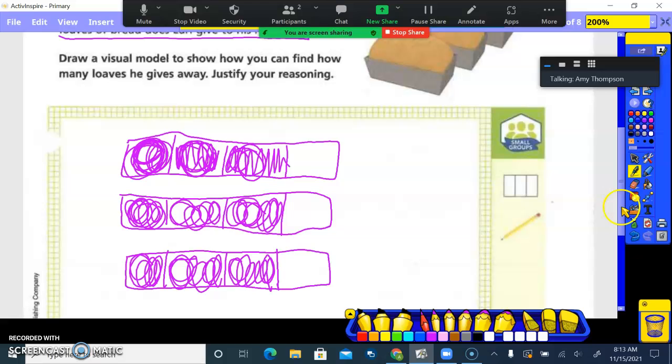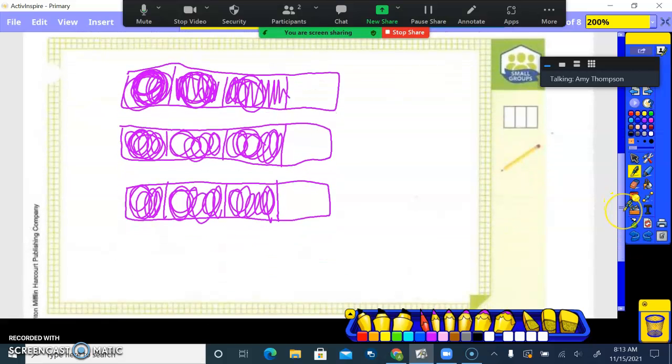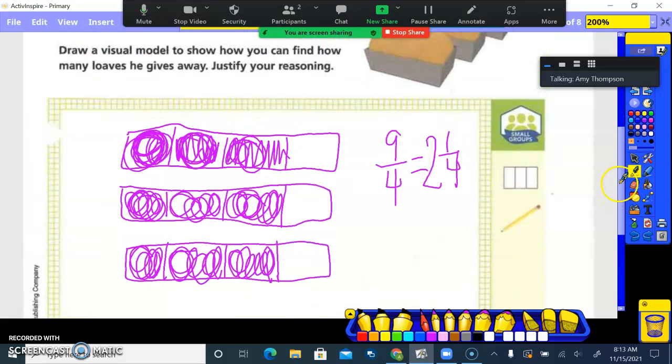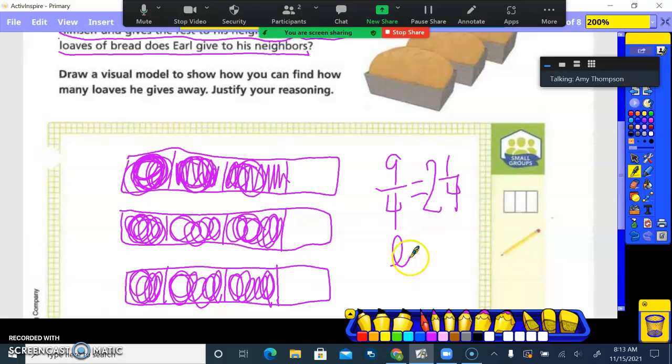Okay, so how many 1/4 size pieces do we have there, guys? 9, right? We colored in 9. So we would have 9/4 colored in. What does that equal as a mixed number? 2 and 1/4. So 2 and 1/4. What's my what? Loaves, right?